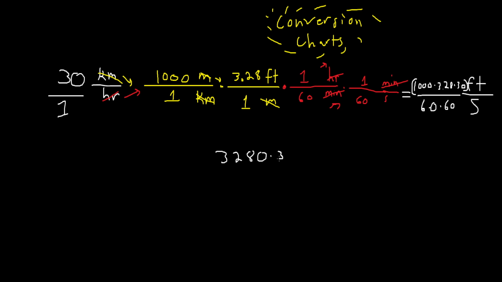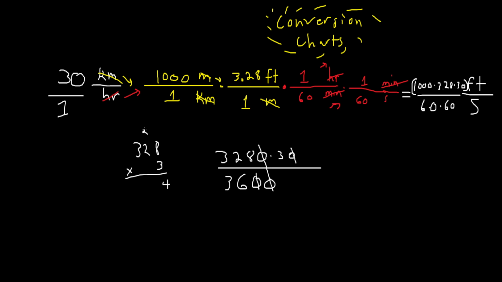So if we multiply all this out, that'll give us 3,280 multiplied by 30, all of that divided by 60 squared. So 6 times 6 is 36. We have 2 zeros. So this 0 will cancel. That 0 will cancel. So now we've got 328 times 3 over 36. So 328 times 3. That's 24.